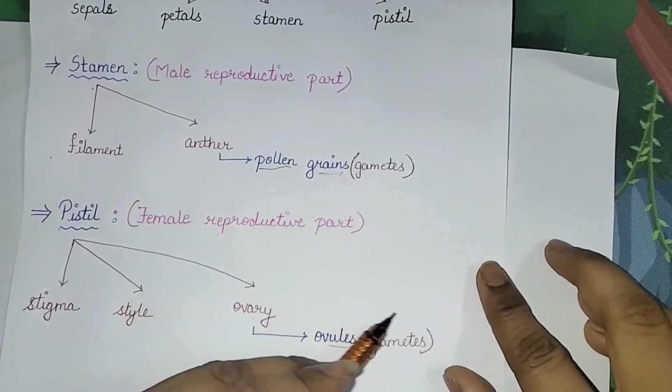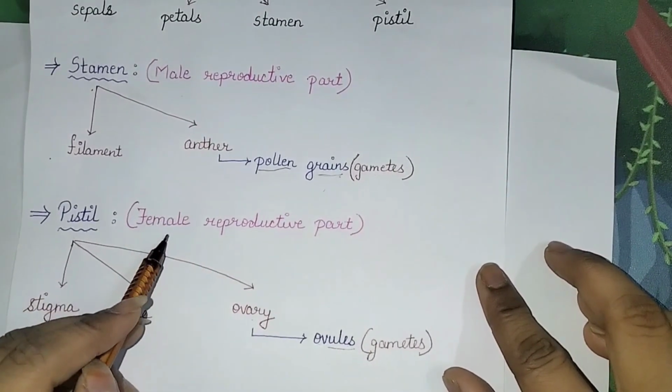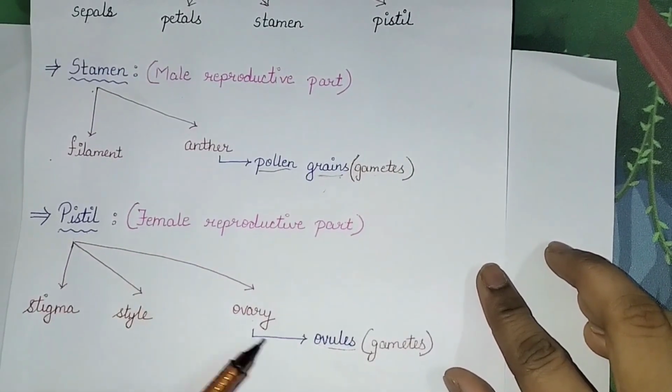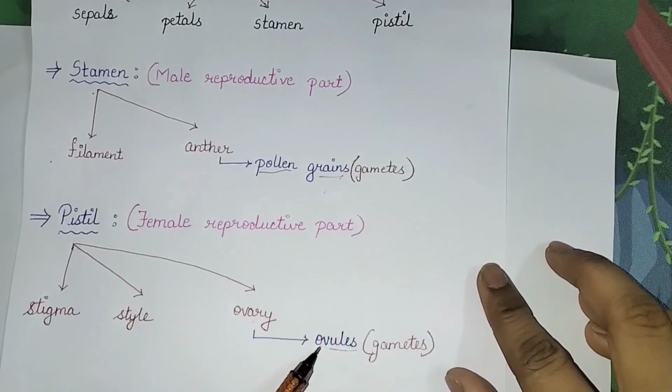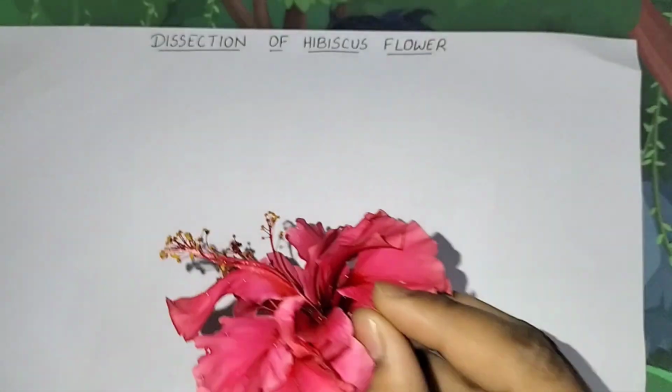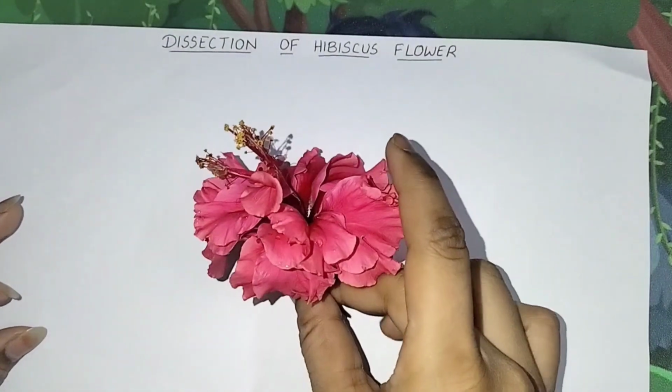They are the gametes. But which gametes? Female reproductive gametes are known as ovules. Right? So now we will dissect a hibiscus flower. Hibiscus flower is also known as China rose.